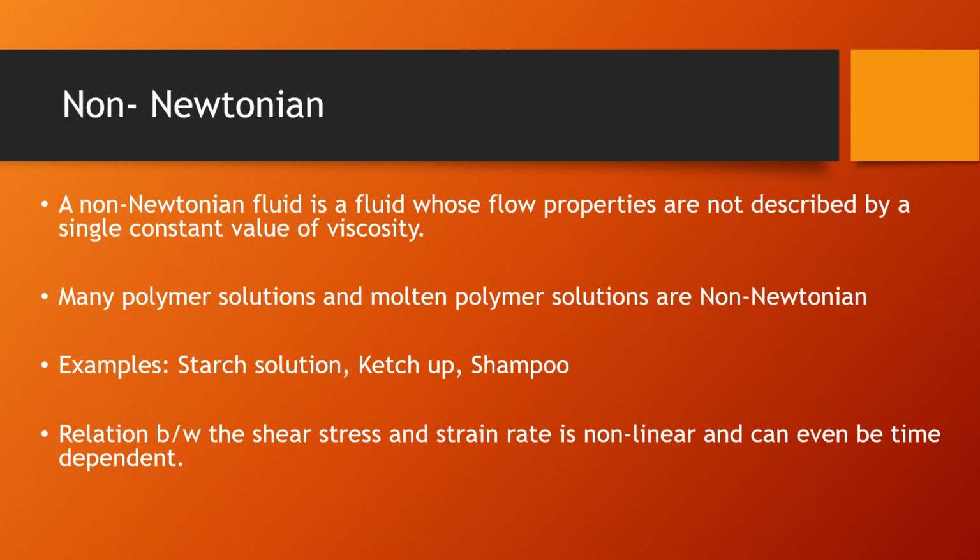These are non-Newtonian. The relationship between shear stress and strain rate is non-linear and can be time dependent. So it is non-linear. It cannot be plotted as a linear line in the graph, and it can be time dependent also. So with time also it is changing. Certain chemicals, certain polymers are there whose properties change with time.